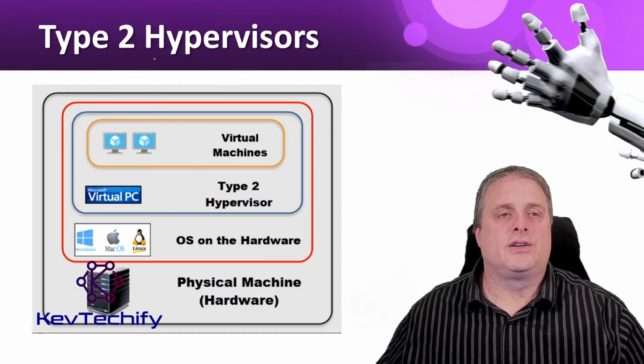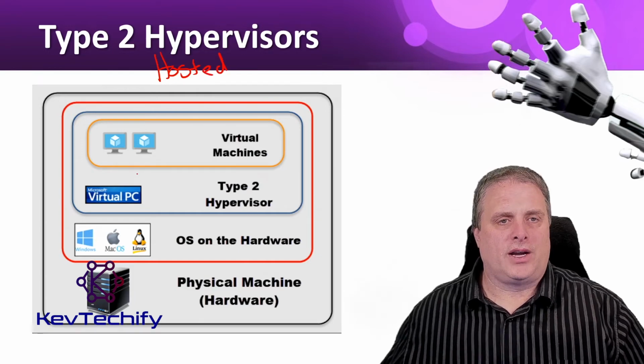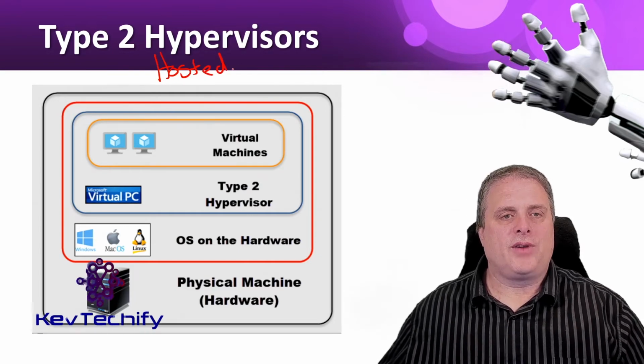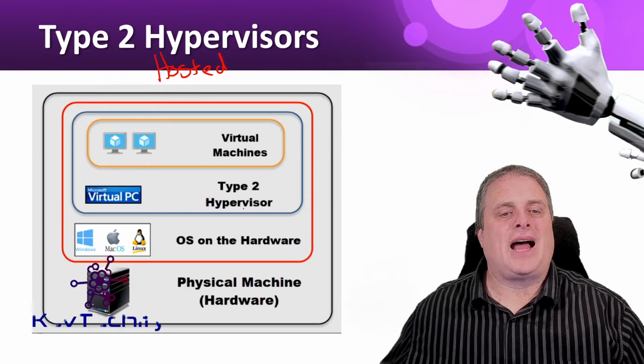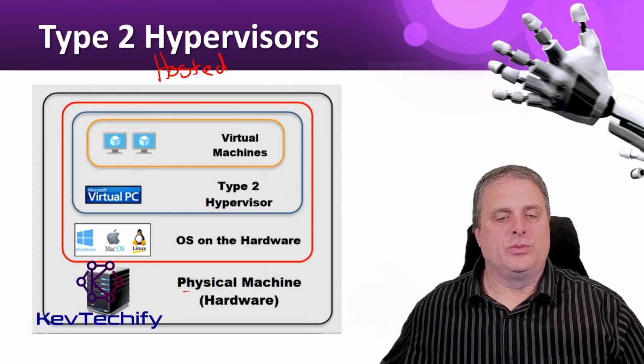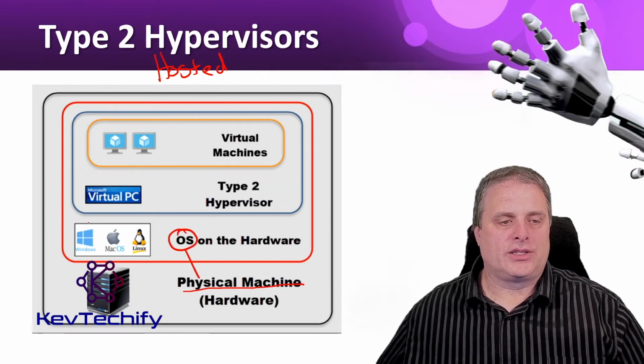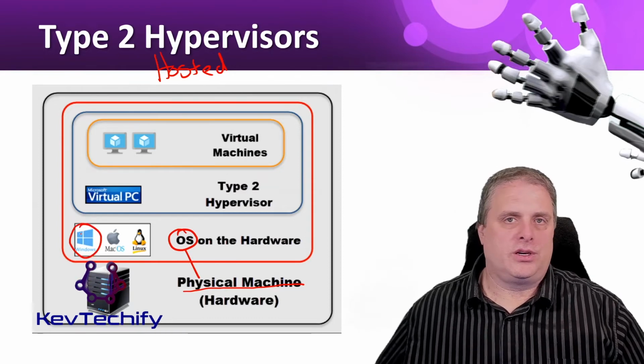A Type 2 hypervisor is also called a hosted hypervisor. The hosted hypervisor runs on top of an operating system. Here you have your physical machine, and on that physical machine you install an operating system. That operating system can be Windows. It could be Windows Server. It could be a client.